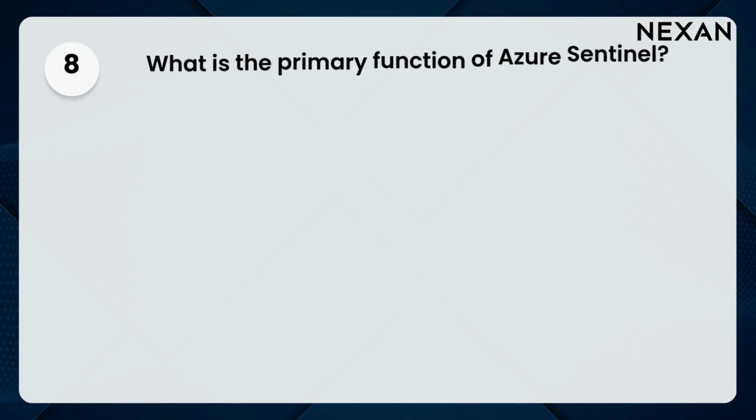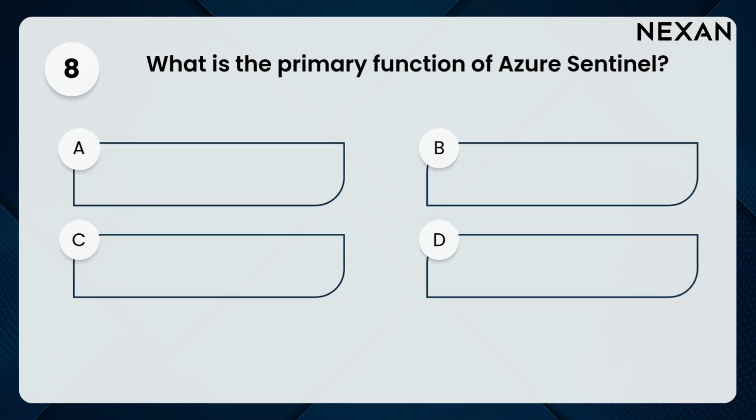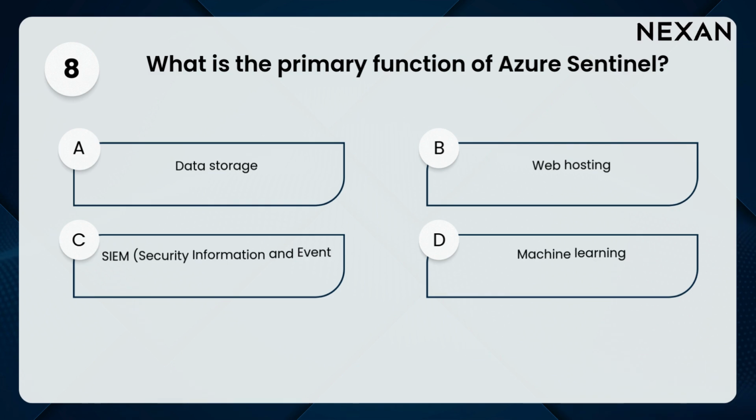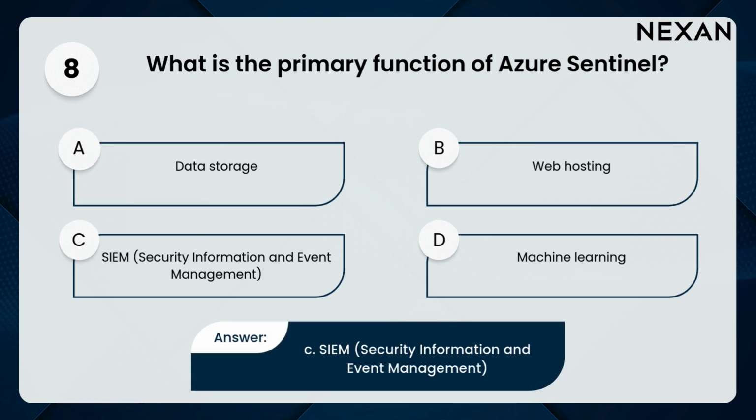8. What is the primary function of Azure Sentinel? A. Data storage. B. Web hosting. C. SIEM, Security, Information, and Event Management. D. Machine Learning. Answer. C. SIEM, Security, Information, and Event Management.